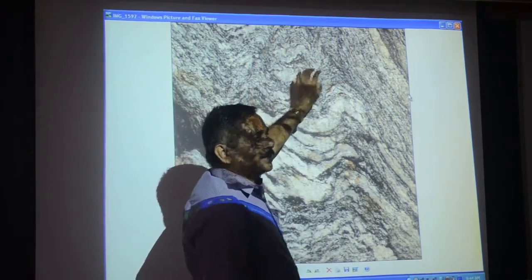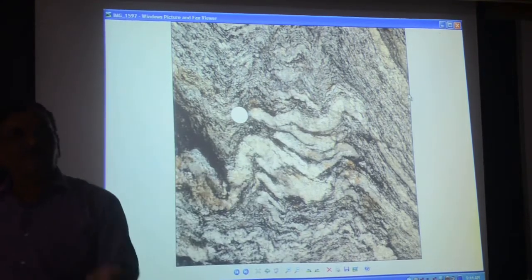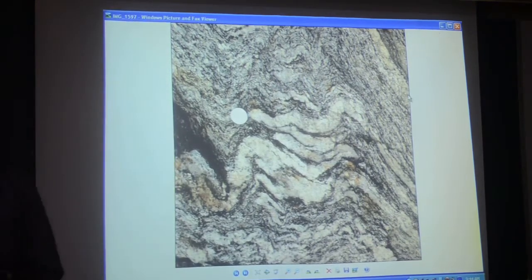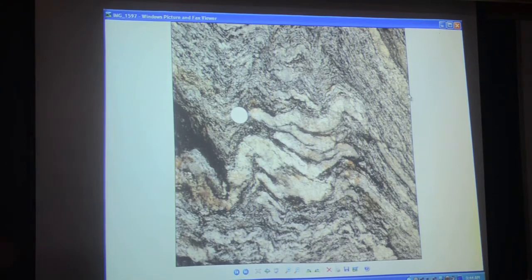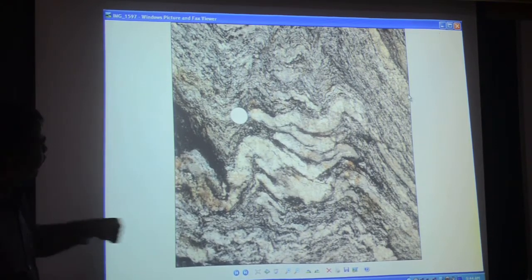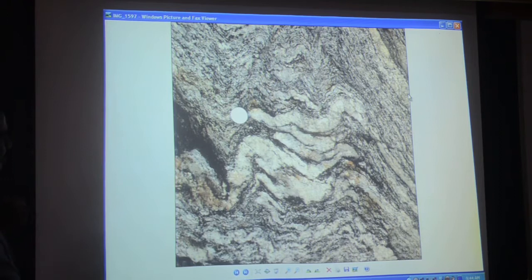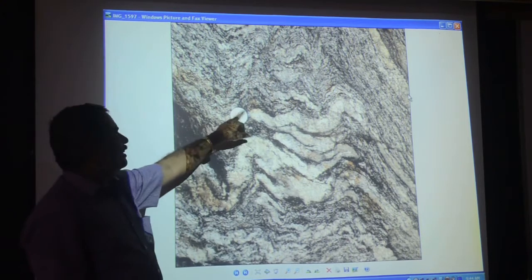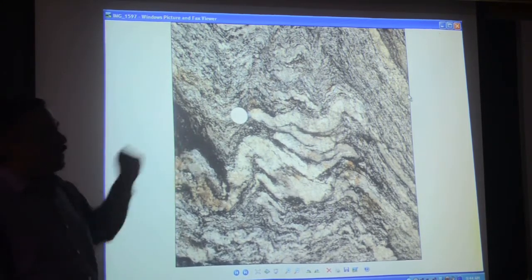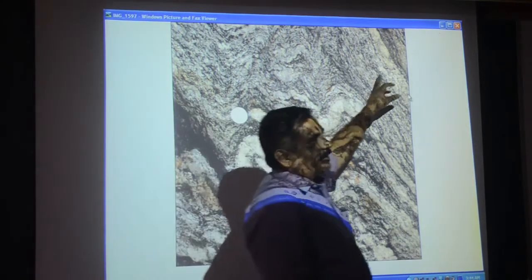Suppose I ask you to take a sample from this outcrop. Where will you break it? Where will you break, tell me. It is such a big outcrop, maybe 5 meter by 5 meter, maybe 2 meter by 2 meter. This is for scale, huh? So which part will break? Definitely will break this part, you know.